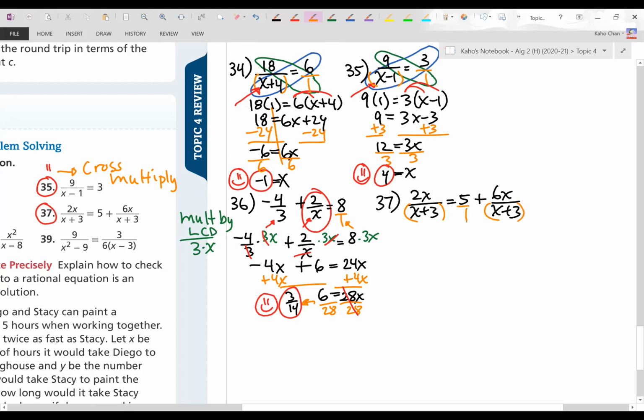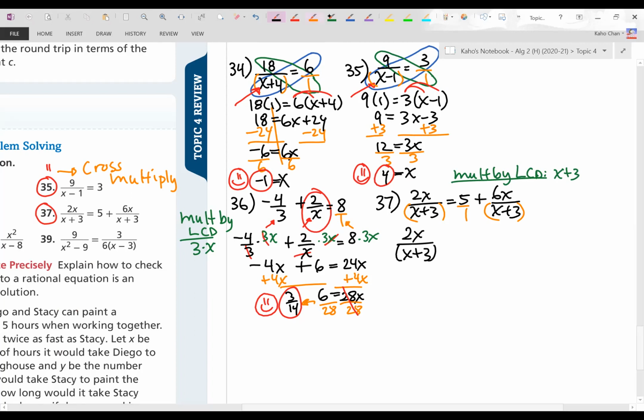LCD looks like x plus 3. We're going to multiply by x plus 3. Okay. Whew. After a while, you don't have to write that. You can just, in your mind's eye, mentally cancel the x plus 3s. You can do that. I'm going to write it all out. Okay, this is for notes.